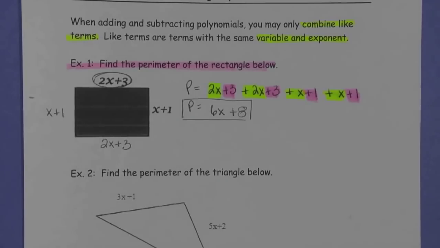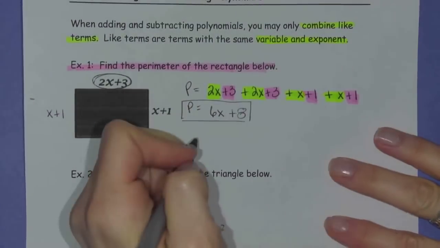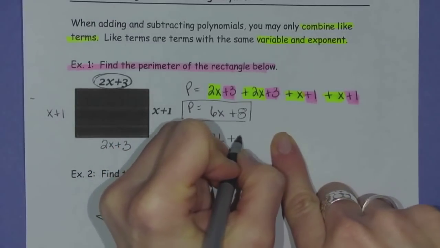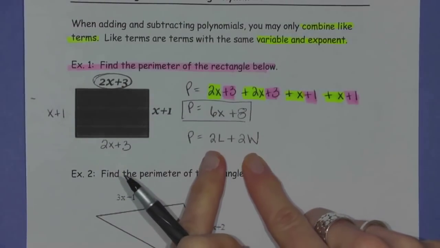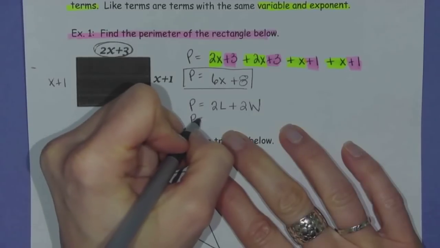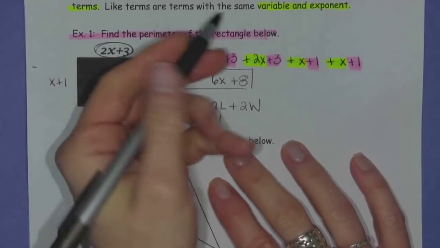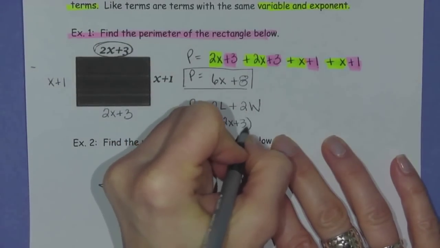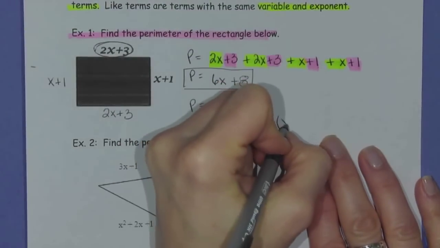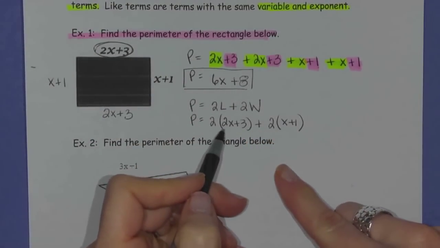Now the other way you could have gone about finding the perimeter would have been, since it's a rectangle, there is a formula that looks like this. P equals twice the length plus twice the width. I'm sure you've seen this formula before. If I had used that formula, the work would have looked like this. Twice the length, well, the length is 2x plus 3, and then plus twice the width, well, the width is x plus 1. Now, if you use this formula for perimeter, then you're going to have to use the distributive property.